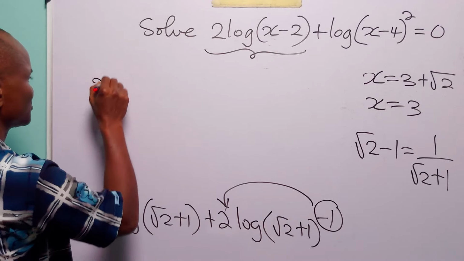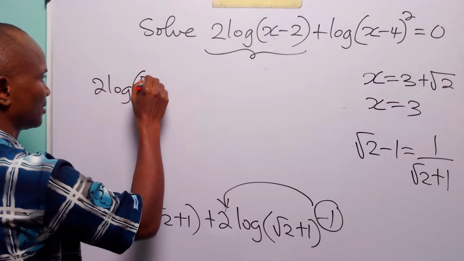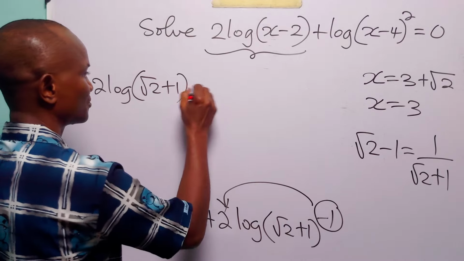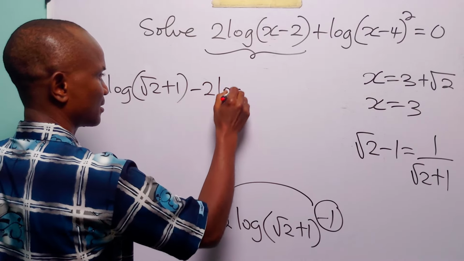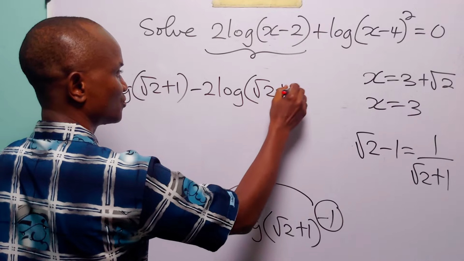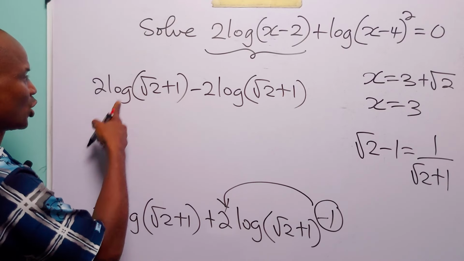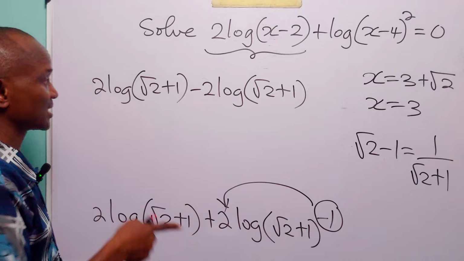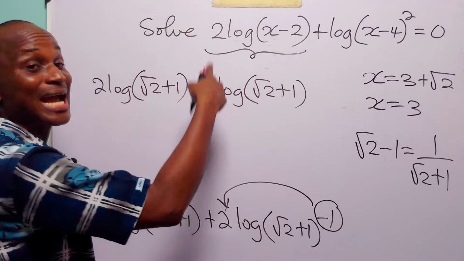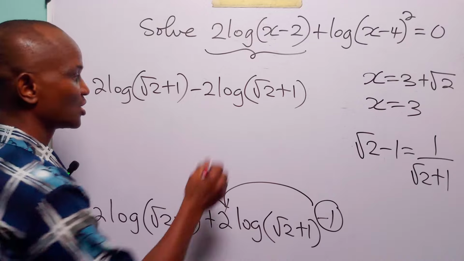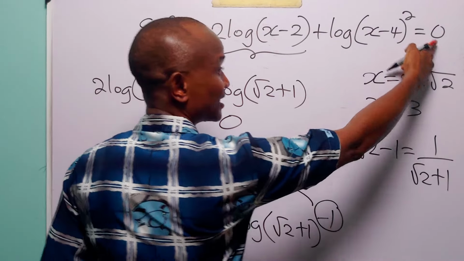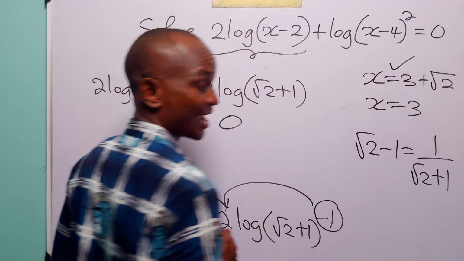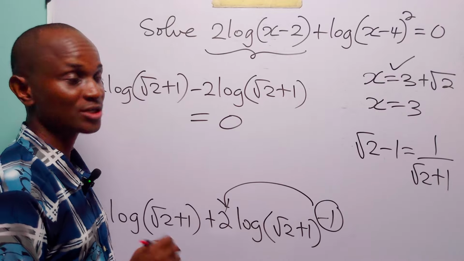When we do that, this becomes 2 times log root 2 plus 1. Minus 1 times plus 2 is minus 2. Minus 2 times log root 2 plus 1. Now this is log root 2 plus 1 and this is log root 2 plus 1. Of course, this is 2 times this minus 2 times the same thing. That is equal to 0. So this is equal to 0, which is exactly what we have on the right-hand side of the original equation. So this value of x satisfies the original equation.